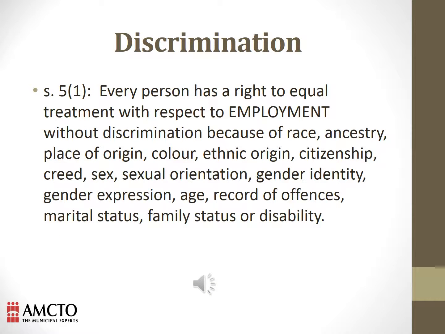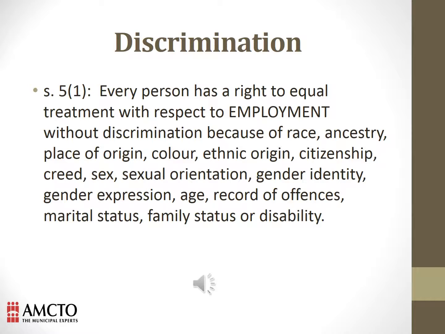Section 5, subsection 1 of the Code is the main section that prohibits discrimination in employment. A couple of things to note about Section 5, sub 1. The first is the phrase "because of." That establishes the need for causation between the act complained of and the 16 prohibited grounds of discrimination that are listed in the section.